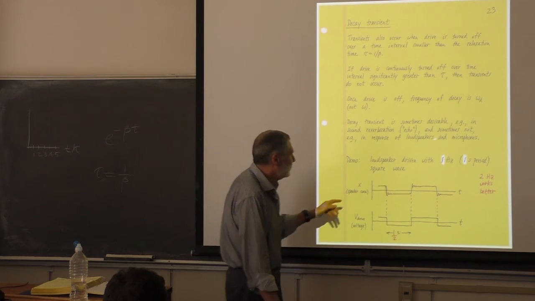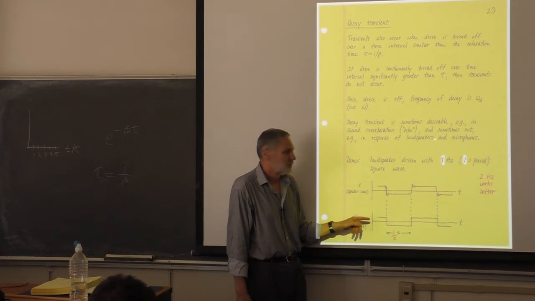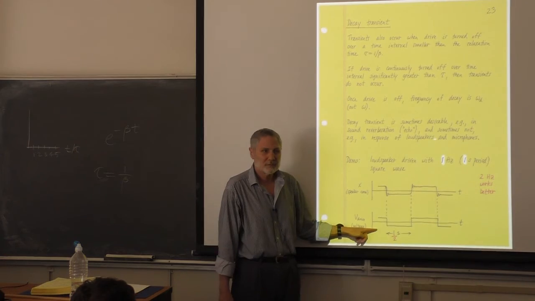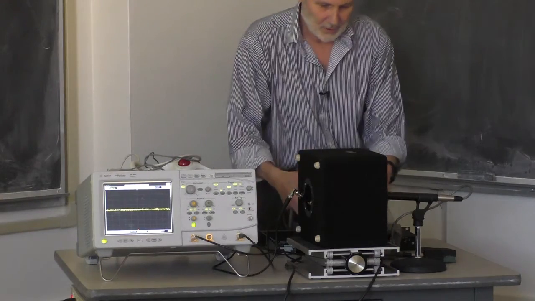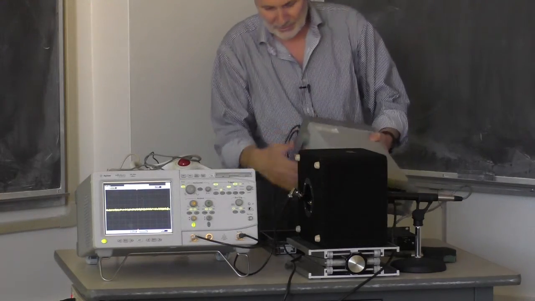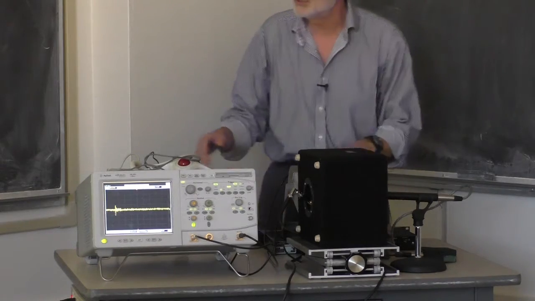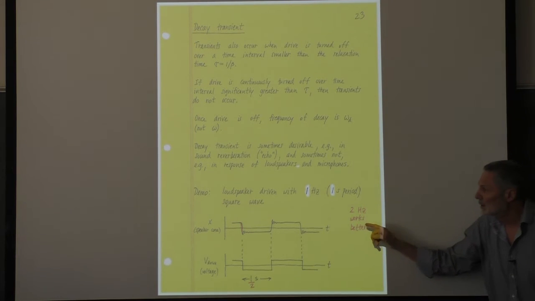Okay, so what we're going to do here is not apply a sinusoidal signal across. To exhibit the transient, we're going to apply a square wave, which is easy to do with a function generator. Trust me, this is a function generator. And I've got it set for a square wave here. I'm going to do it at 2 hertz.